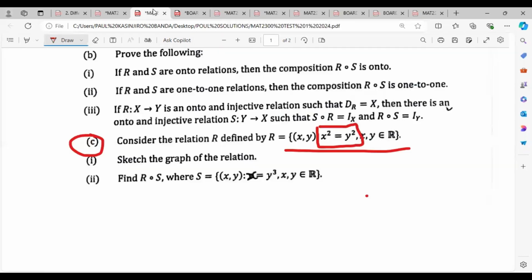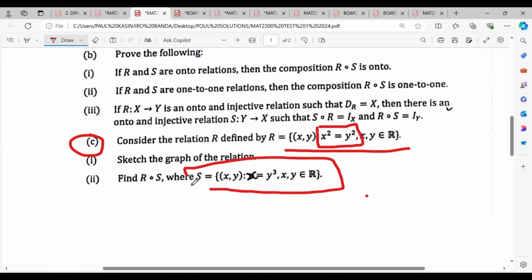And then the other question is what there? They're saying find R of S, where S is given by this relation here. Okay, so now we have two relations. We have R, and then we have S, and then we are finding their composition. So this might look difficult, but it's actually very simple.